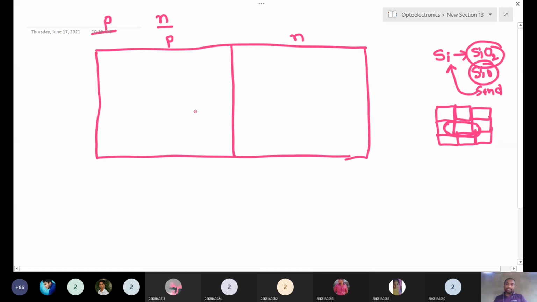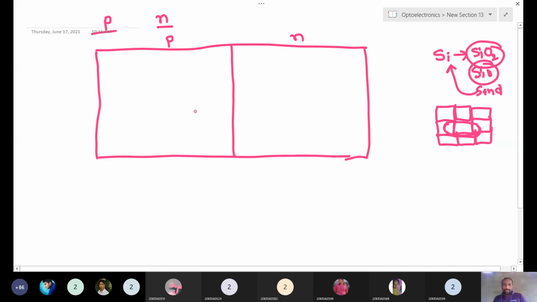All of you know holes are the majority carriers in a p-type semiconductor, right? Similarly, in an n-type semiconductor, electrons are the majority carriers. Now, because of the charge gradient, electrons will diffuse towards the p side, and similarly holes will diffuse towards the n side.